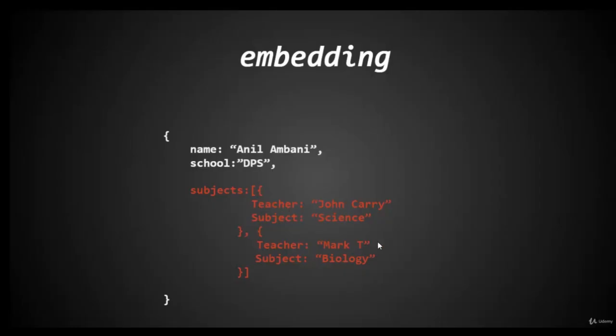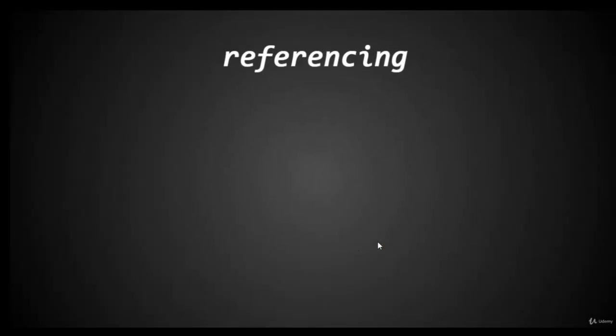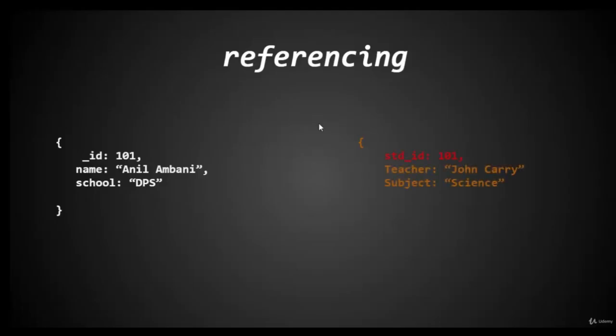Let's see the second strategy, referencing, and how we can achieve this. Suppose I create a student document, which will have the ID, name and school, and then I'll have one more document for subject, and it will have the teacher name and subject name along with the student ID. Here I'll create separate documents for each subject. So the science subject will have the teacher name and subject science, and it will have the student ID 101, which will refer to this one.